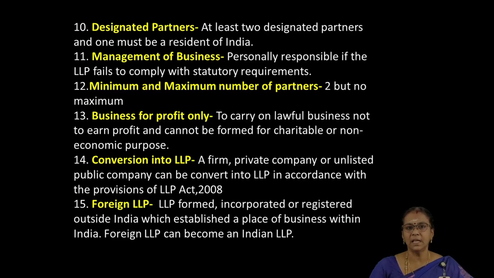And the next one is management of business. Partners are personally responsible if the LLP fails to comply with the statutory requirements. The next one is the minimum and maximum number of partners. In LLP, there must be a minimum of 2 members, and for the maximum there is no limit. And the next one is business for profit only. In LLP, the partners join together to earn profit from the business. They cannot use the LLP Act 2008 for charitable or trust or non-economic purposes. So, their only motive in LLP among the partners is to earn profit.